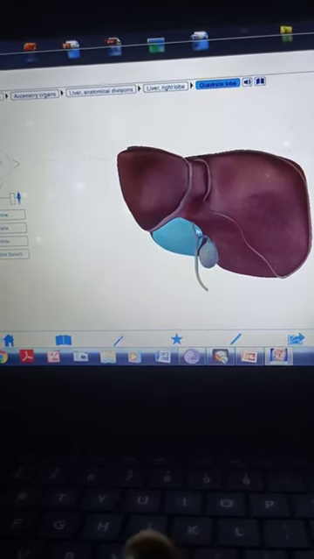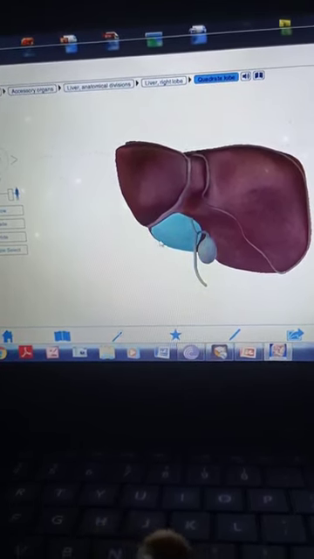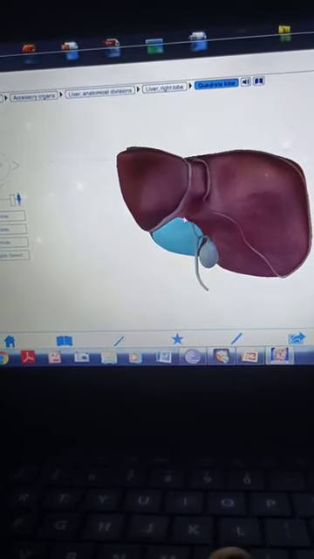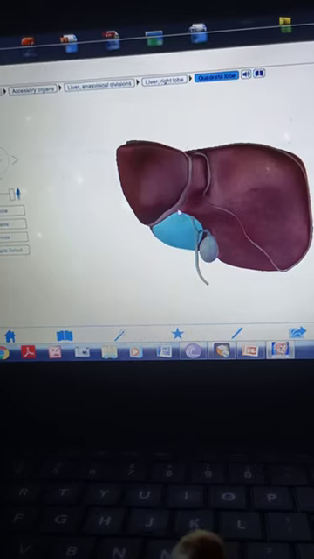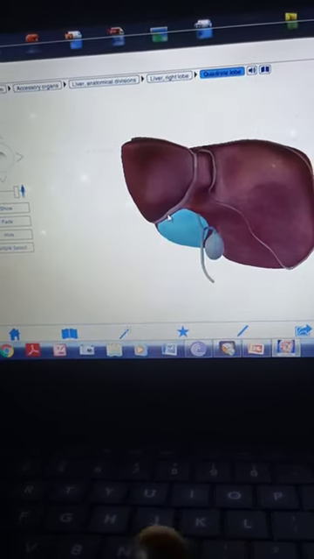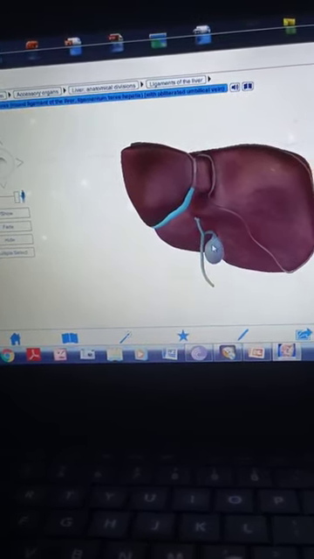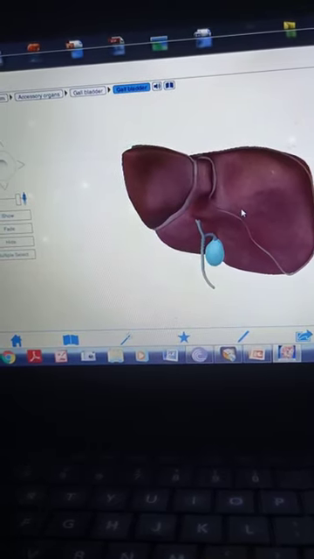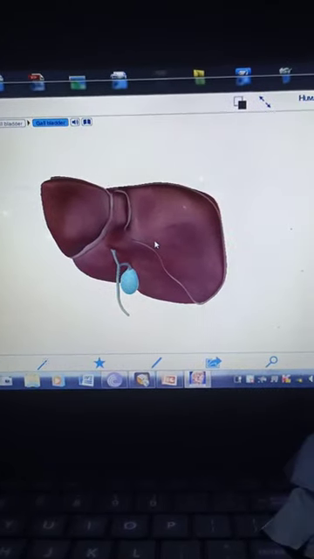So the boundaries are: anteriorly, the inferior border of the liver; posteriorly, the porta hepatis. So this is the location of the porta hepatis. Then on the left side, the ligamentum teres. Then on the right side, the fossa for the gallbladder. So these are the boundaries of the quadrate lobe.